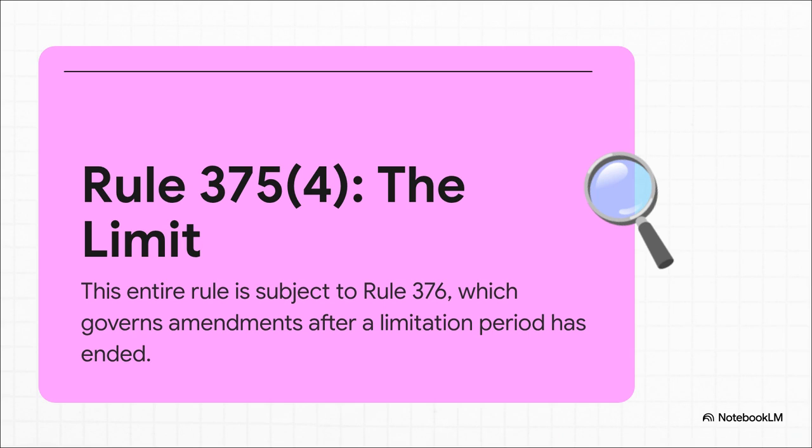And finally, we get to the important fine print in Rule 375, Sub-Rule 4. Think of this as a big flashing signpost. It tells us that this broad power in Rule 375 has a major boundary. It's all subject to Rule 376, which lays out very specific, very strict rules for when you're trying to amend something after a limitation period has expired. That's a whole other can of worms, but just remember, limitation periods change everything.